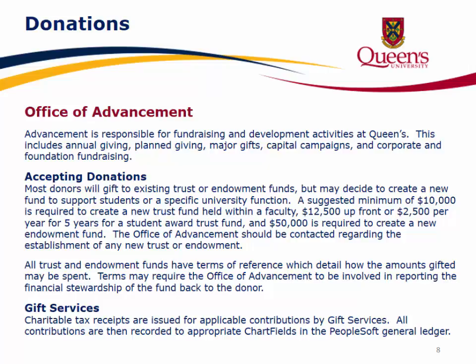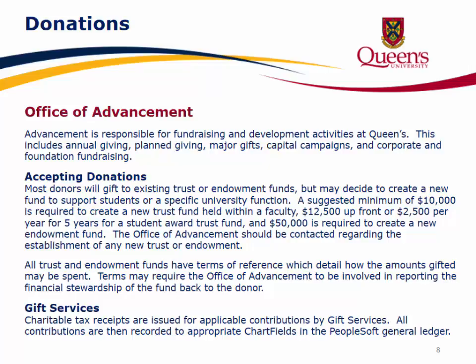A suggested minimum of $10,000 is required to create a new trust fund held within a faculty, $12,500 upfront or $2,500 per year for 5 years for a student award trust fund, and $50,000 is required to create a new endowment fund. The Office of Advancement should be contacted regarding the establishment of any new trust or endowment. All trust and endowment funds have terms of reference which detail how the amounts gifted may be spent. Terms may require the Office of Advancement to be involved in reporting the financial stewardship of the fund back to the donor.